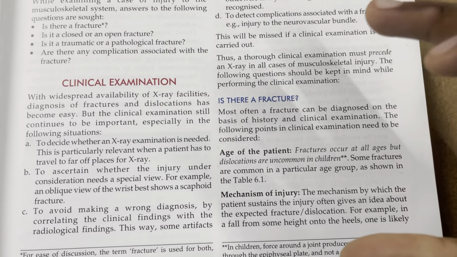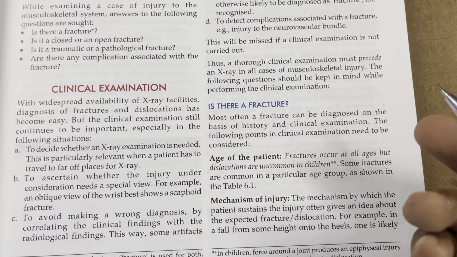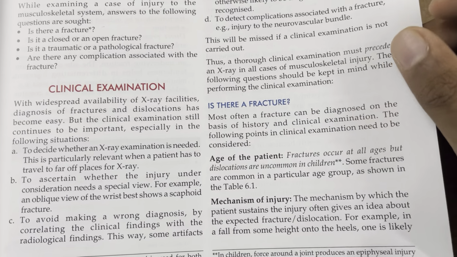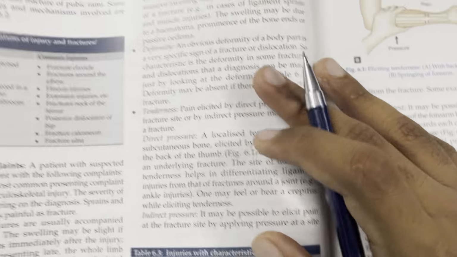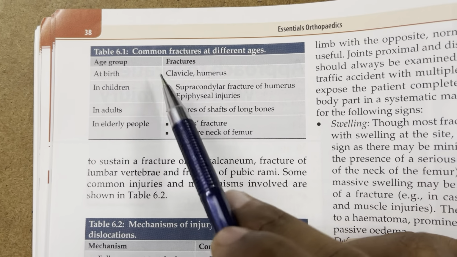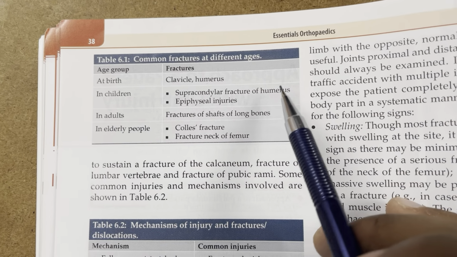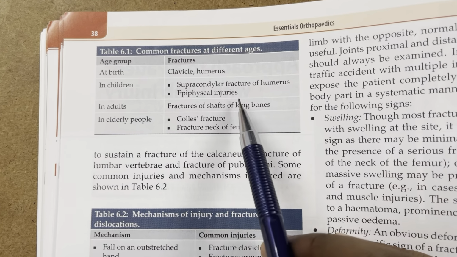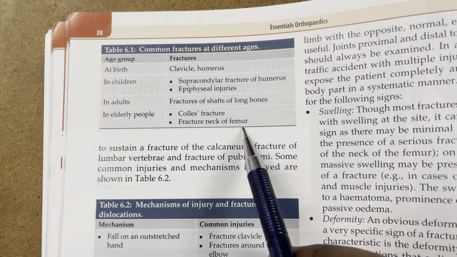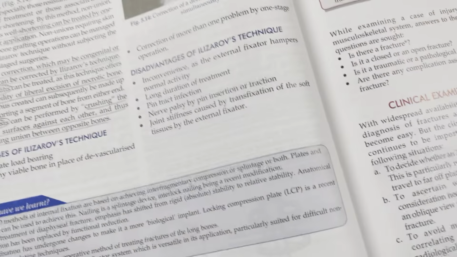So first, the question you have to ask yourself is: is there a fracture? Again, based on history, based on the age of the patient. Fractures occur at all ages, but dislocations are uncommon in children. So that is one thing you need to remember. At birth, the clavicle and humerus are fractured. In children, especially in the upper limb, supracondylar fracture of the humerus is common. In adults, fractures of the shafts of the long bones occur when they fall. And in elderly people, Colles fracture and fracture neck of the femur are common. So that is one thing you need to keep in mind.